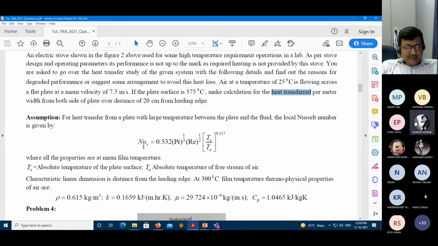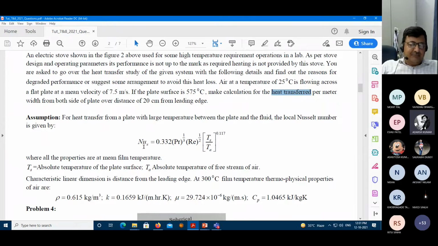7.5. Then you have got the length, right? So how much will be the length? Rho V L by mu, right? It's a flat plate. What is the length given to you? Dimension? It's 20 centimeter, correct? 20 centimeter from the leading edge. Yes. So you have to convert it to meter quickly.